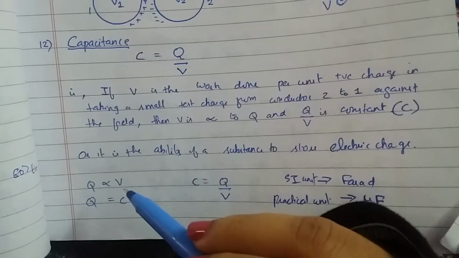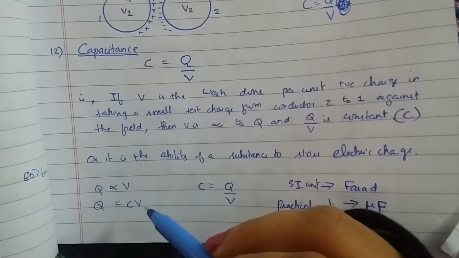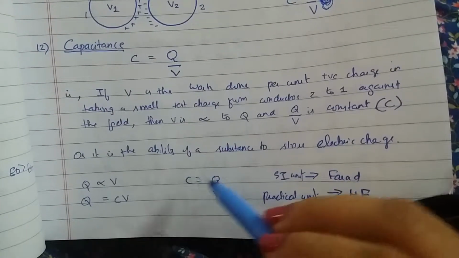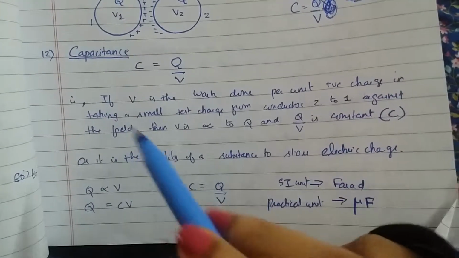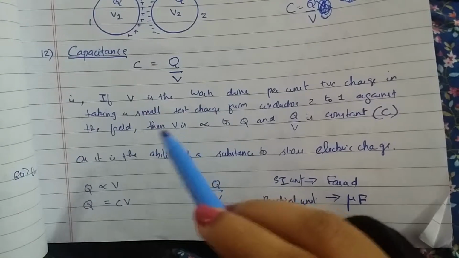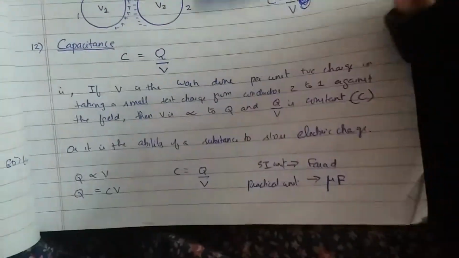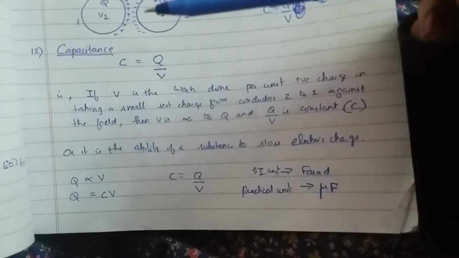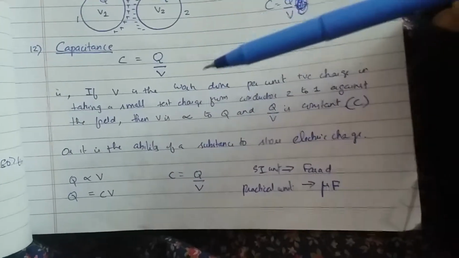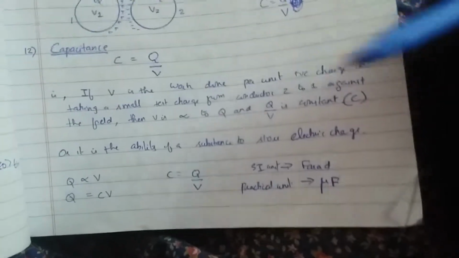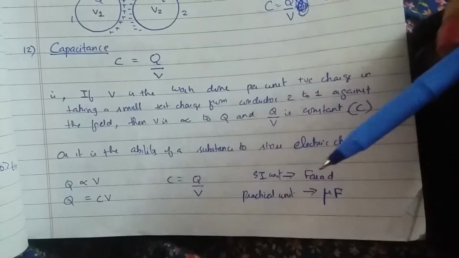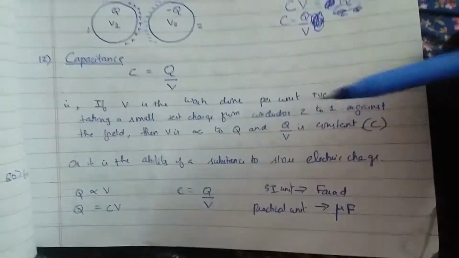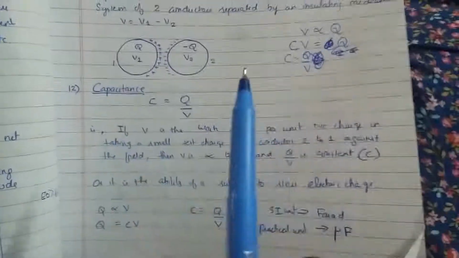So Q is directly proportional to V. So Q is equal to CV, or C is equal to Q by V, where C is a constant, and that constant is called capacitance. Capacitance is the ability of a substance to store electric charge. The SI unit of capacitance is the farad, and the practical unit is the microfarad. So that's what capacitance is.